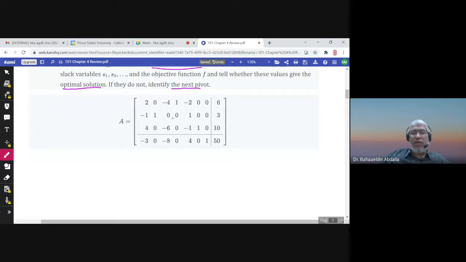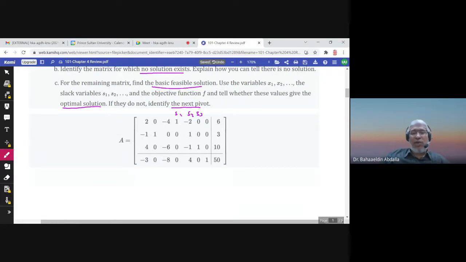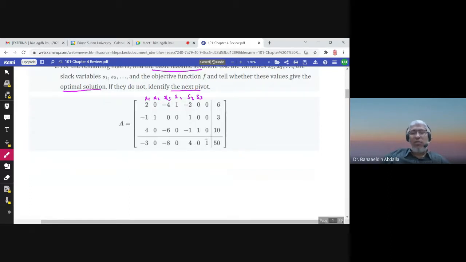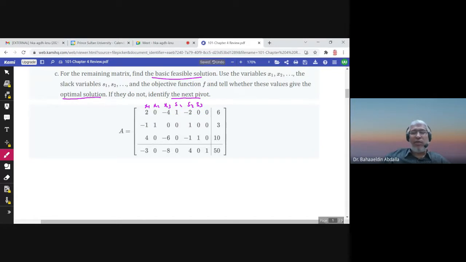We have 3 lines. So there are 3 slack variables, S3, S2, S1. And then there are 3 variables, X1, X2, and X3. Now, this matrix is not a final matrix because there are negative numbers in the indicators. So this is not a final matrix. So up to now, it doesn't give an optimal solution.